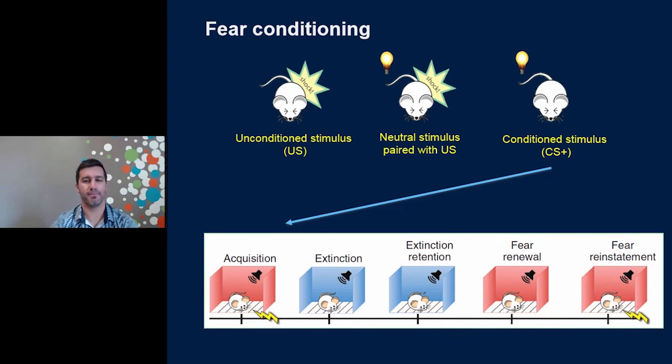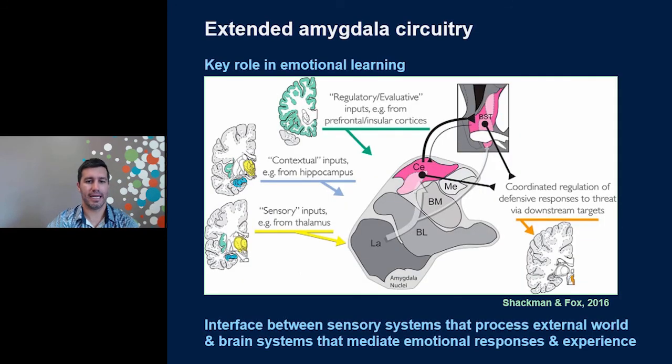And there are other variations of these paradigms that look at how the fear may spontaneously recover over time. So it is a big area of research, and still a very active area of research. And through this research, researchers have characterized in a lot of detail the extended neurocircuitry of the amygdala, and all the inputs and outputs of this structure in terms of its role in fear learning or emotional learning. And from that, we would conclude that this region is an important and critical interface between sensory systems that process the external world and other brain systems that mediate emotional responses and experience.